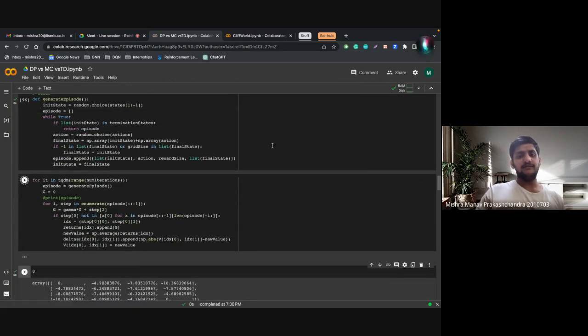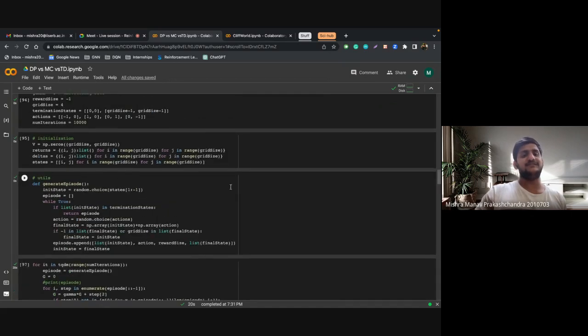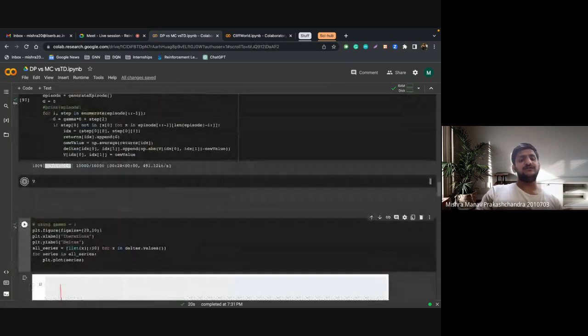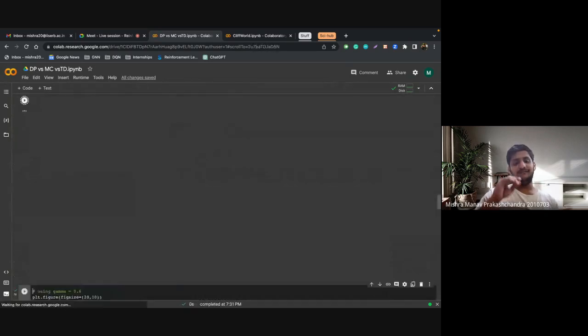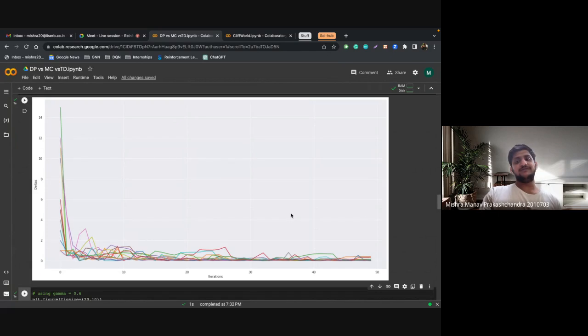If I run this, I'm running this for 10,000 iterations. This is exploratory start sampling. So this is for a first visit MC case. So this is how the value function looks. And for gamma equal to 1, if I plot the delta plot, the error plot, this is how it looks.